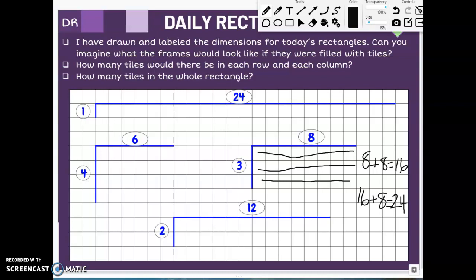Now let's check our bottom rectangle. Again, we have 2 by 12 for our labels. Well, I know that 12 plus another 12, my 2 rows here, 1 row, 2 rows, equals 24. All of my rectangles, even though they're different shapes, have the same amount of tiles. Let's fill that in on our chart in our Number Corner books on page 93.